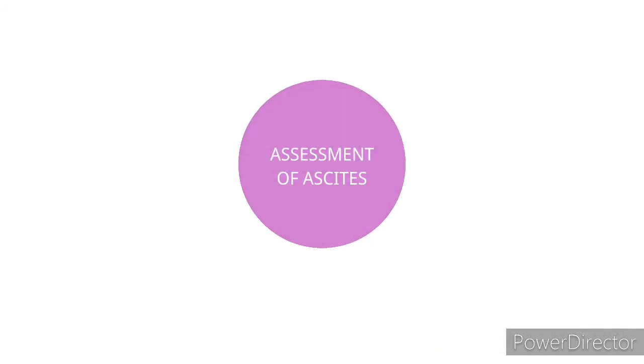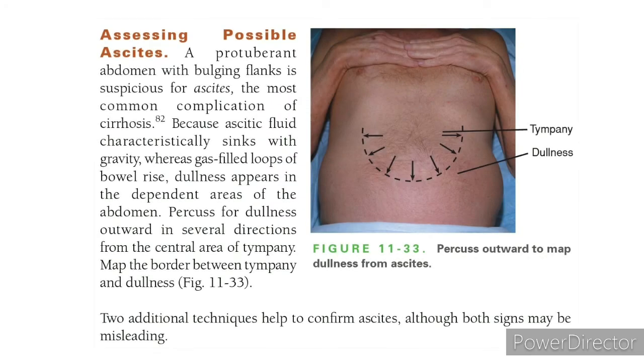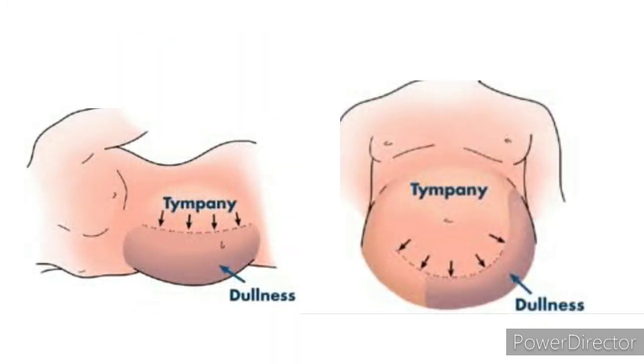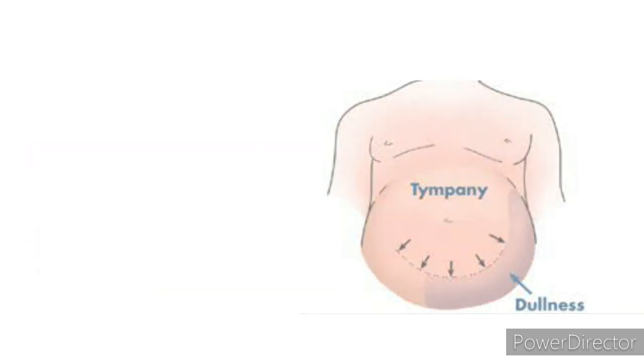For assessment of possible ascites, first is the bulging flanks. With the patient supine, the examiner visually observes whether the flanks are pushed outward, presumably by large amounts of ascitic fluid. Please note that a patient with an obese abdomen may also have flanks that bulge, although the fat of obesity extends further posterior than fluid in the peritoneum.